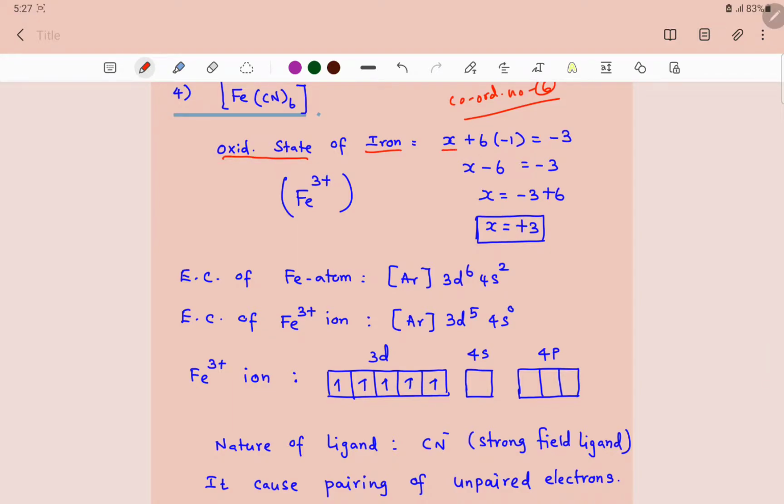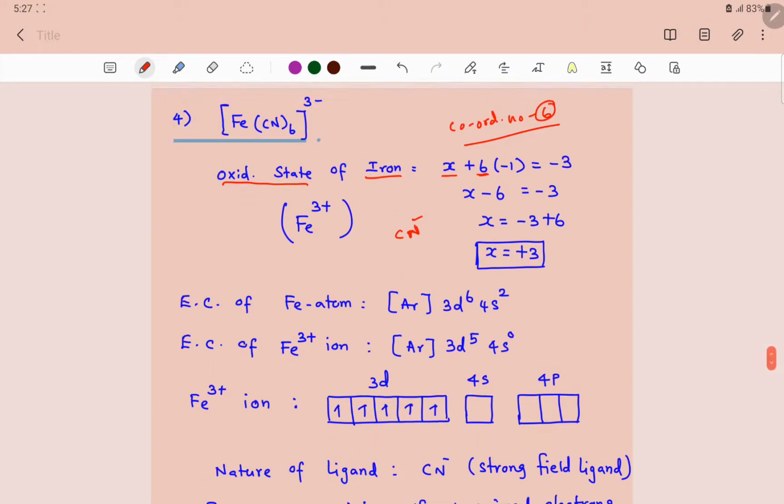So iron oxidation state x. Ligand number 6, CN minus ligand. The ligand is CN minus, a negative ligand with unit negative charge, so 6 into -1 plus the oxidation state of the central metal is equal to the total charge carried, -3. So finally you are getting x equal to +3. In the above complex, iron is in the +3 oxidation state. It is in the ferric form, isn't it?